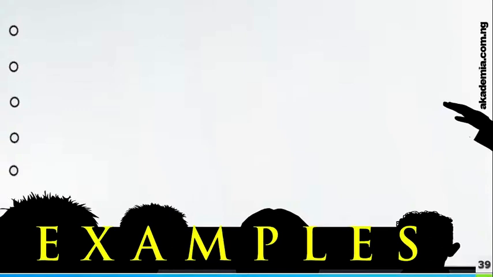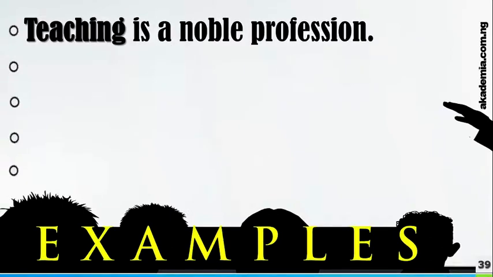Let's look at some examples. Teaching is a noble profession. Now, teaching there is a verbal noun. Now, the word teach there actually is a verb, but when you put the ing suffix, it becomes a noun, teaching. So you can have that example. Teaching is a noble profession. Let's see some other examples of verbal nouns. Swimming, dancing, reading, writing, eating. Let's put them in sentences.